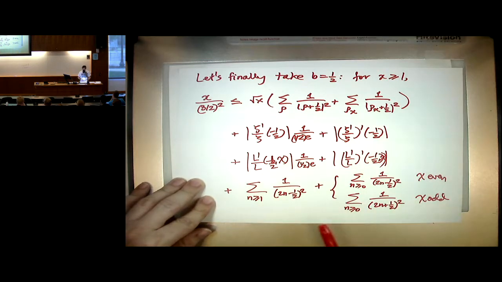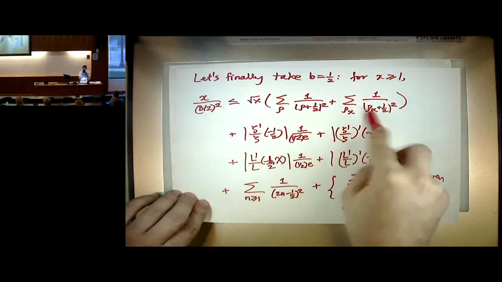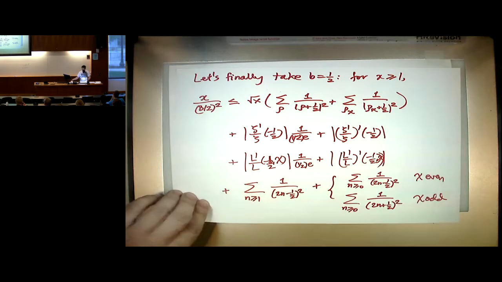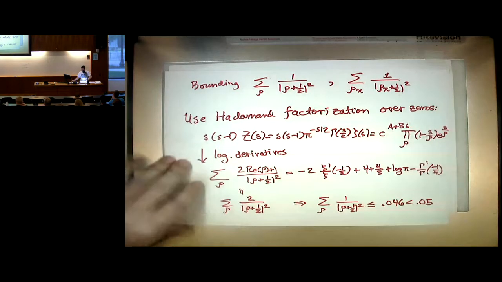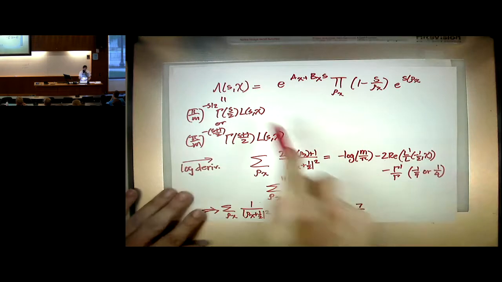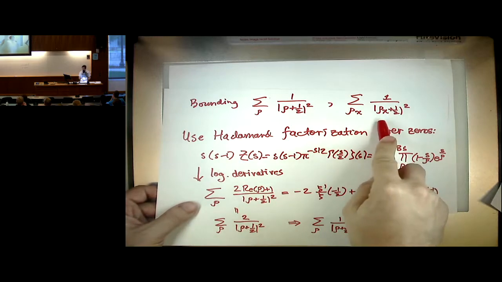So, how do you find numbers at minus 1/2? You have to use the functional equation. In any case, I'll just want to mention briefly, how do you deal with these two sums? If you wanted to bound the sum of 1 over the zeros, actually, let me just do it with the L function.